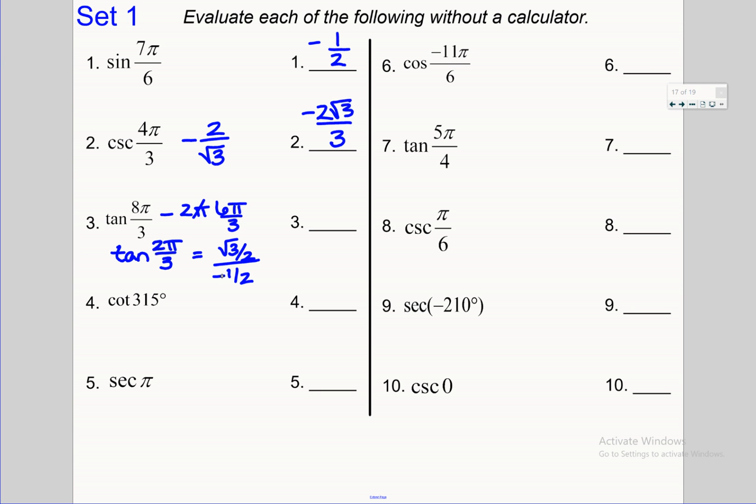The only thing you have to adjust are pluses and minuses when you're in those other quadrants. What happens there? 2's cancel. So final answer is negative rad 3. All right.